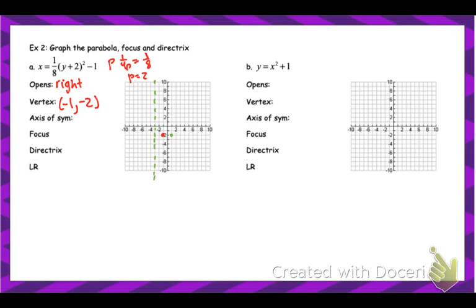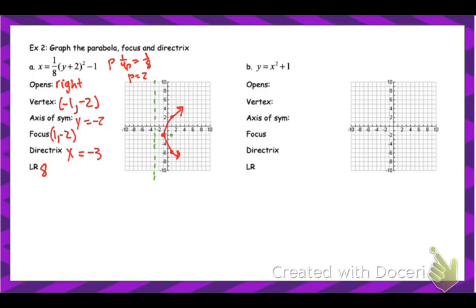Once I've graphed them, I can go ahead and write them. The axis of symmetry, since it's opening horizontally, will be y equals -2. The focus is going to be at (1, -2). The directrix is a vertical line, so x equals -3. The latus rectum is 4p, which is 8, so the total distance is 8. From the focus, I'm moving 4 and 4. And that's my graph.